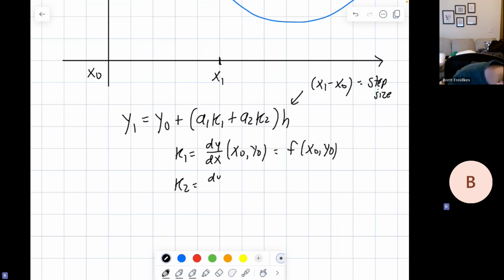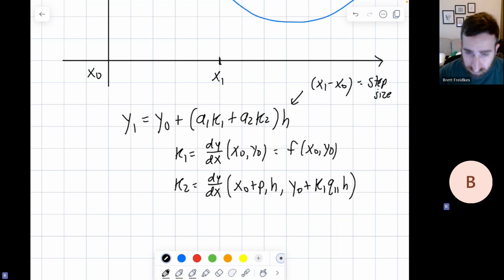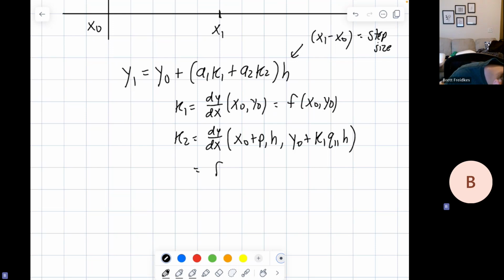K2 is the slope at some nearby point. That's not necessarily at x1. It might be some other point. This would be x naught plus p1 times h. We'll discuss what these p's and a's are in a second. Y naught plus q11 times k1 times h. So again, if we write this in terms of f, this would be f of x naught plus p1 times h, y naught plus q11 k1 times h.